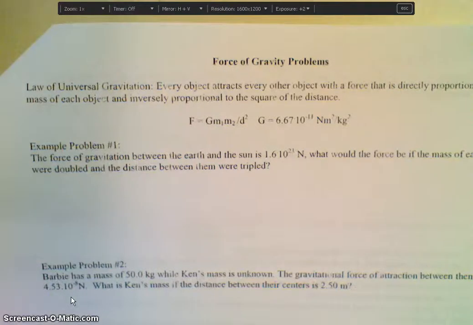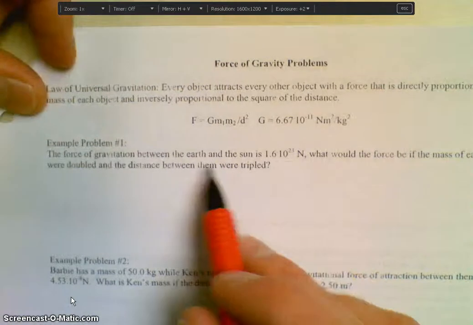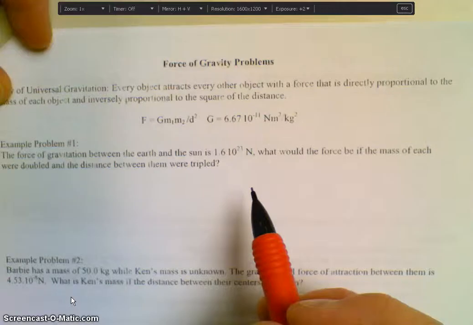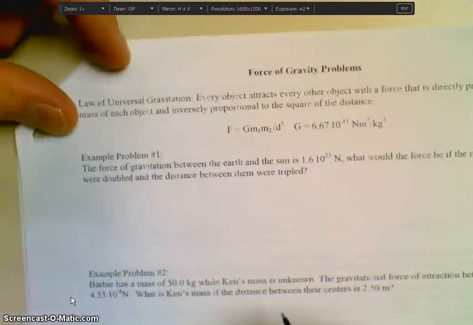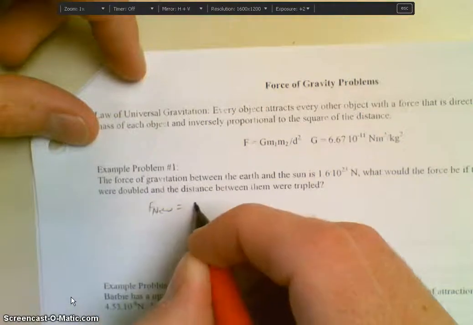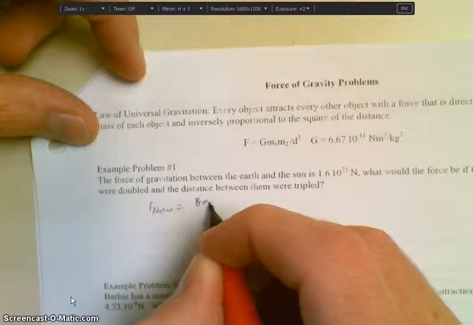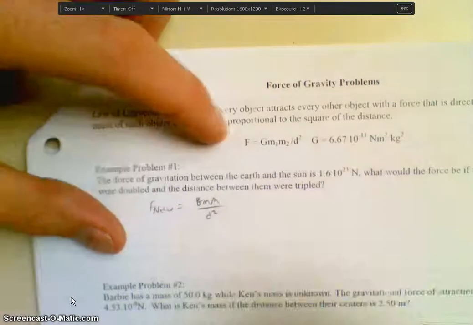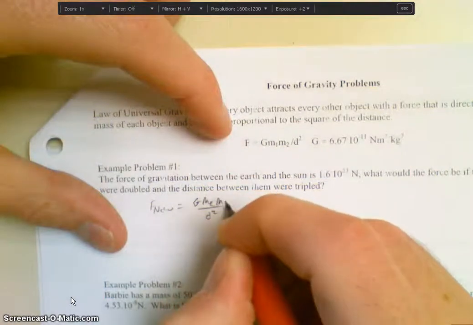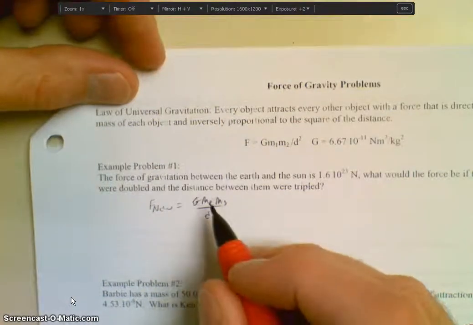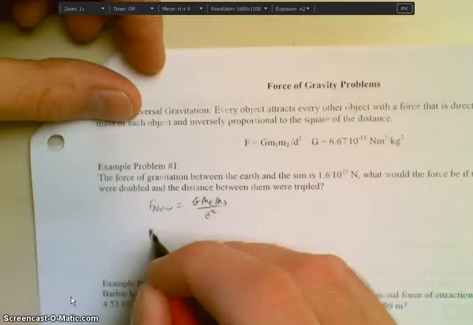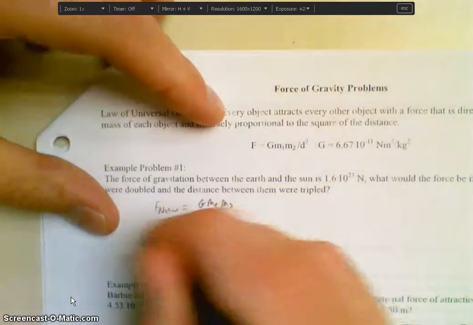So if we have the force of gravity between the Earth and the Sun, and we want to know what the force would be if we double each of their masses and the distance were tripled. So again, similar to last lesson, we have F equals G m m over d squared, and in this case I'm going to put mass of the Earth, mass of the Sun, and the distance squared, and then we're going to see how that compares to the old force. So I'm going to double the masses and triple the distance.